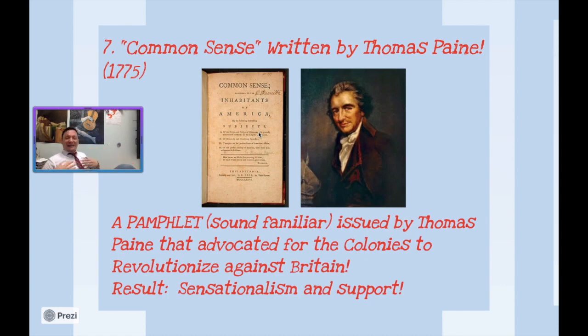We identify as American people. They are British people. They are the British government. We are the Americans. And we should actually separate from them and revolutionize and form our own country.